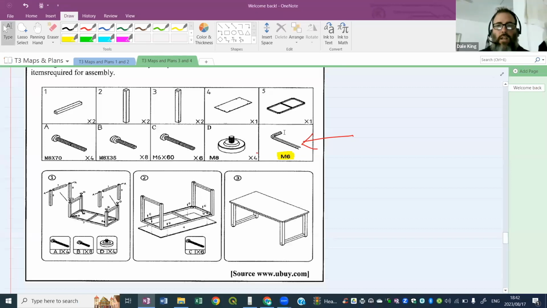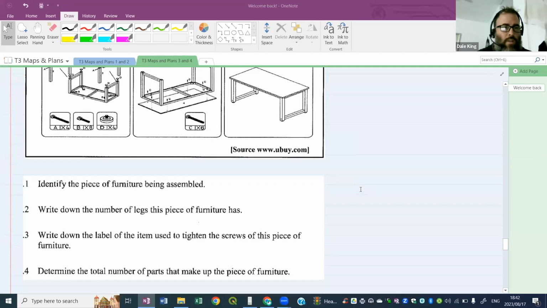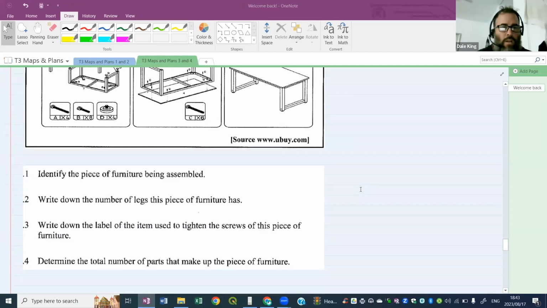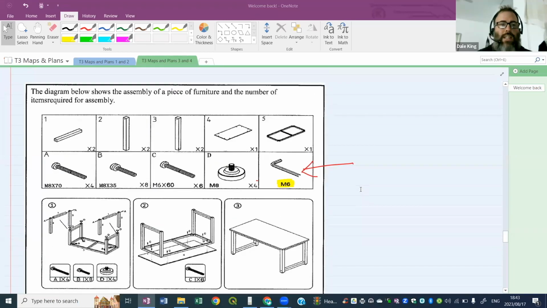Very good. You guys are on the money. Free marks tonight. Free marks. Imagine if a matric exam was just questions like this. Question 4. Determine the total number of parts that make up this piece of furniture. Determine the total number of parts that make up this piece of furniture.